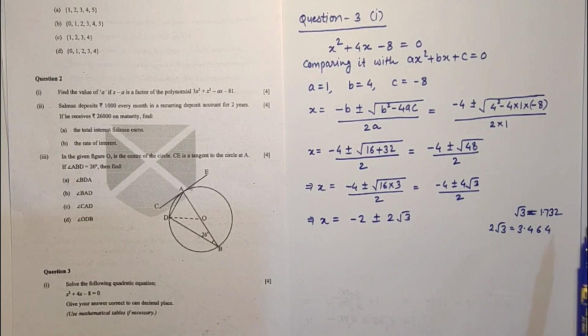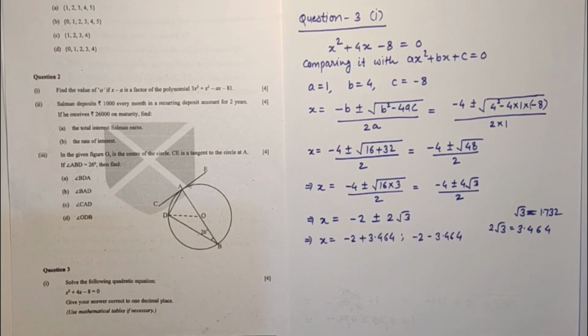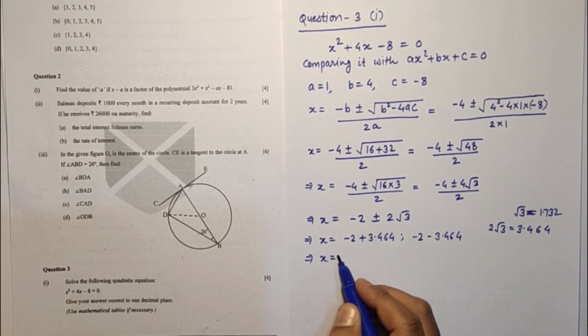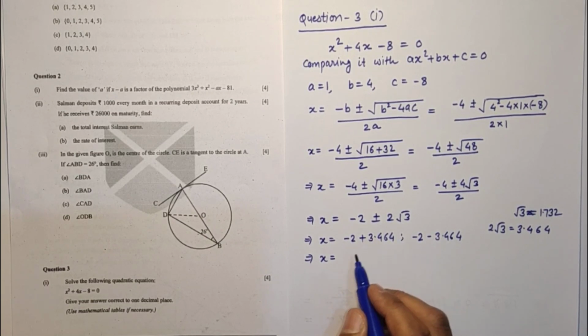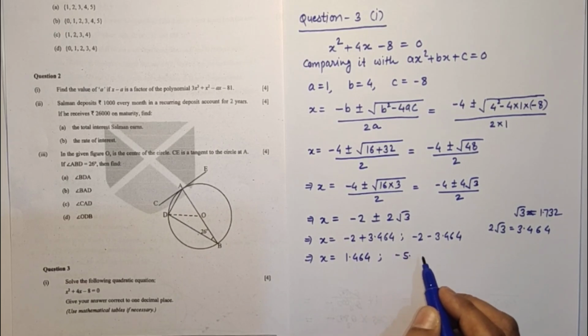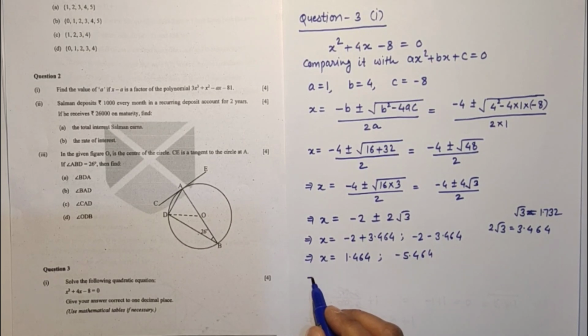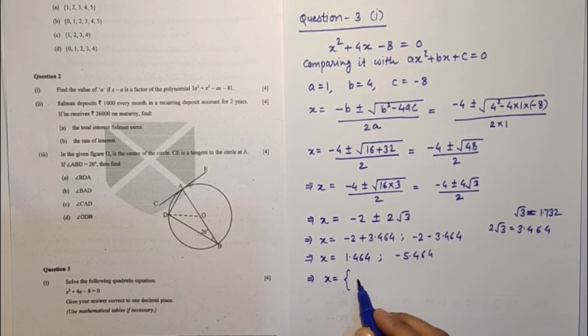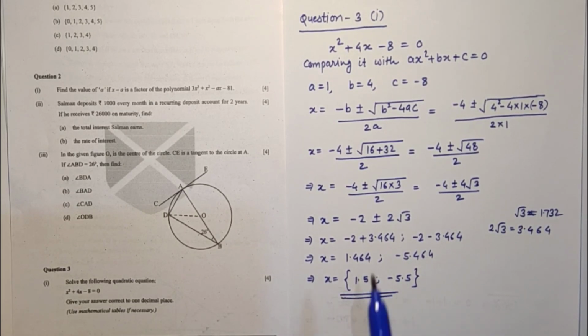Root 3 is 1.732. 2 root 3 is 2 into this, so that is double of this, 3.464. That is equal to x. Minus 2 is subtracted from this, so this is 1.464, and this is minus 5.464. So up to 2 dp, x is equal to 1.5 and minus 5.5. This is the answer, the solution set of the quadratic equation.